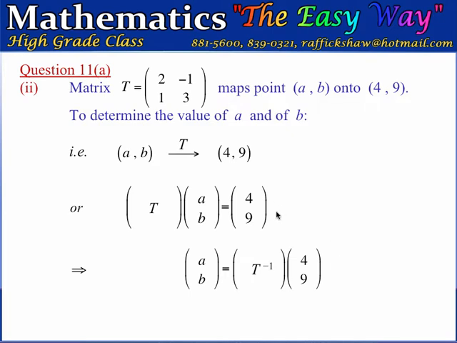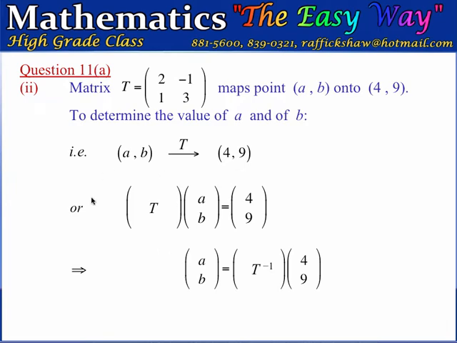Theoretically, what really happens is that both sides of this matrices equation are multiplied by T to the minus 1. And so on this side of the equation, we would have T to the minus 1 multiplied by T. But the product of T to the minus 1 and T is equal to the identity matrix I, which is equal to 1, 0, 0, 1.